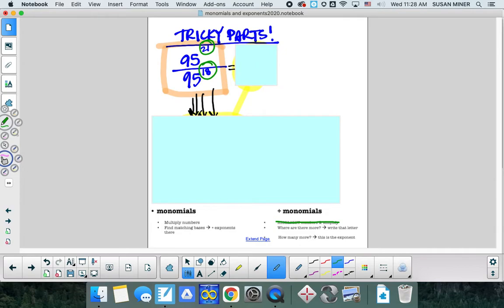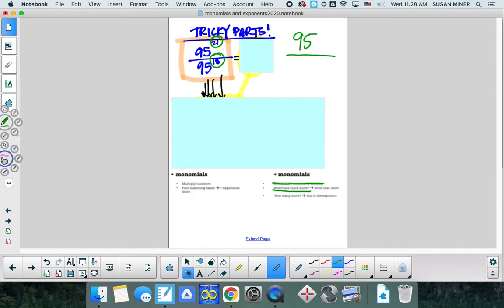So what I do is I ask myself, where are there more, top or bottom? There's more in the top. That 95 is going to end up in the top. Then I'm going to ask myself, how many more are in the top? I do 21 minus 18, and I figure it out, right? There's 3 more 95s. This is going to be over 1, because now I've gotten rid of all 18 of those in the bottom. They're gone. So 95 to the 21 minus 18 becomes 95 to the third.